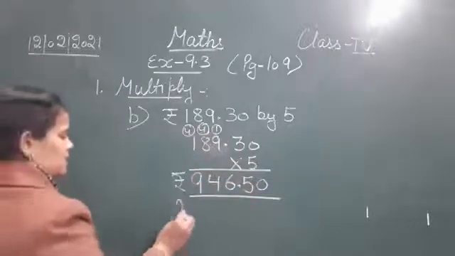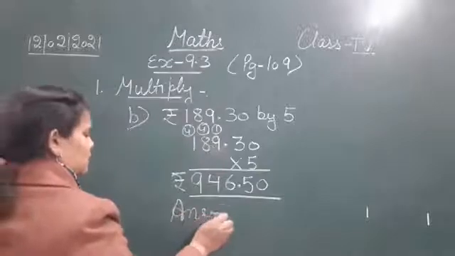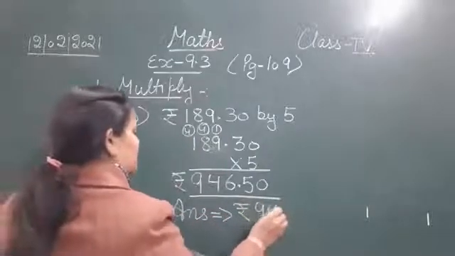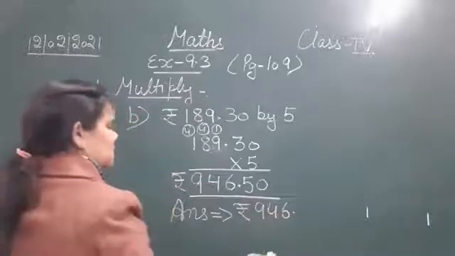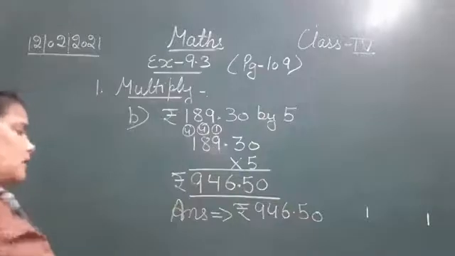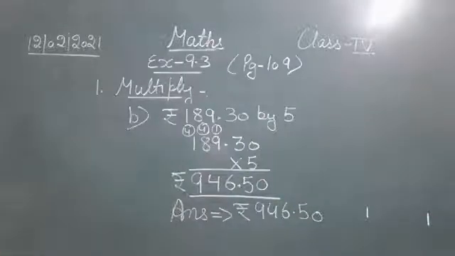So just write the answer separately as well. That is 946 rupees and 50 paise. Okay, so this is the answer that we have got after multiplication. Clear?